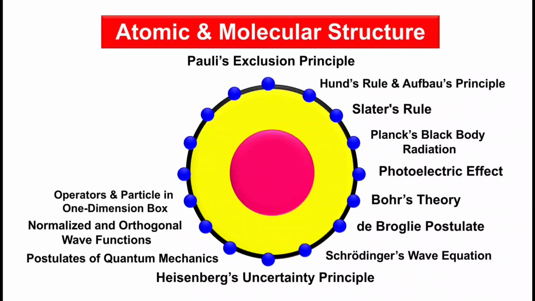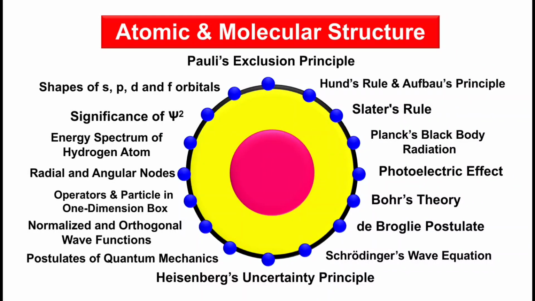The postulates of quantum mechanics, normalized and orthogonal wave functions, operators and particle in a one-dimensional box, radial and angular nodes, energy spectrum of the hydrogen atom, significance of psi square, and the next topic is the shapes of s, p, d and f orbitals. So these are the points generally covered under the heading of atomic and molecular structure.